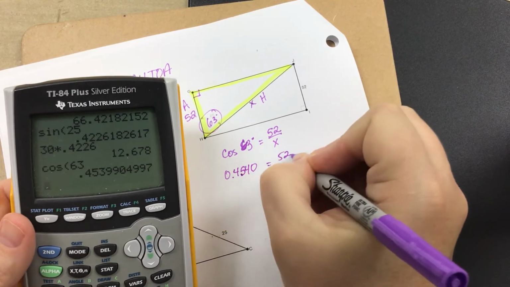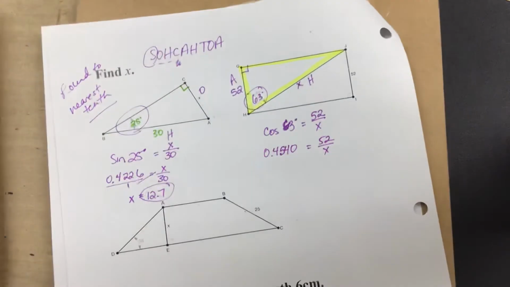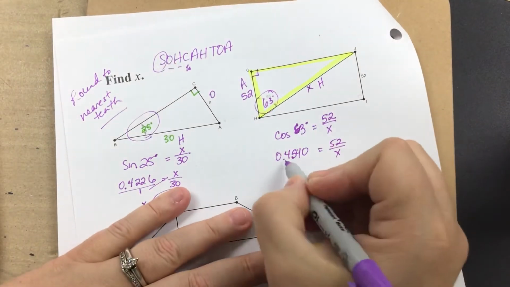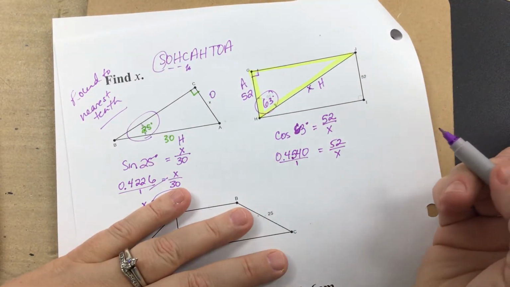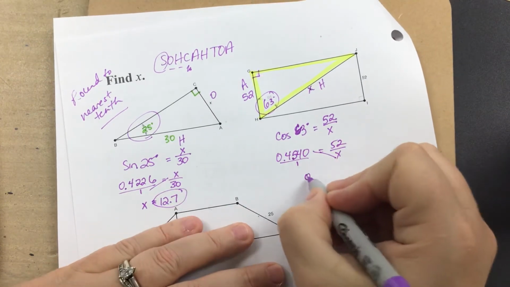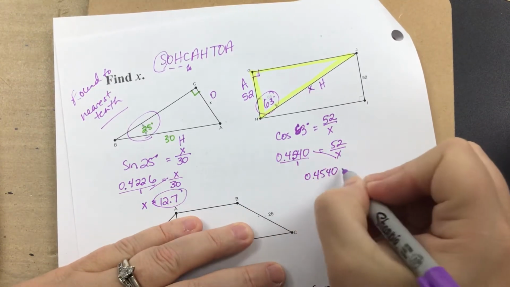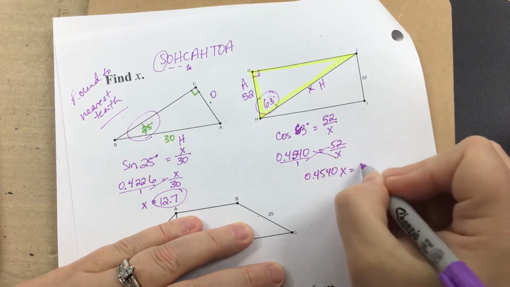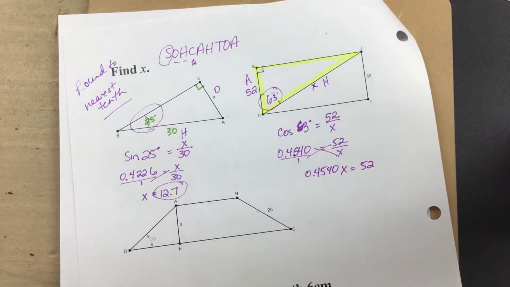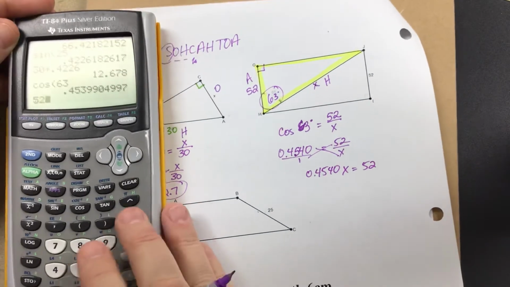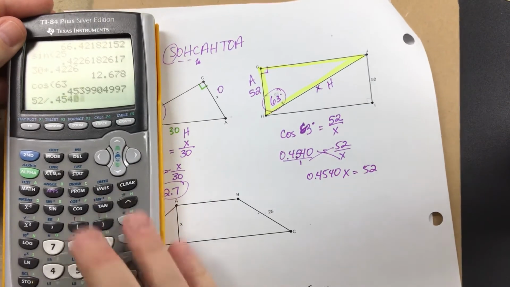Again, that equals 52 over X. So if I'm going to solve this for X, I'm going to put the decimal over 1 and do cross products. So we're going to have 0.4540X equal to 52. So to finish, I'm going to take my calculator and do 52 divided by 0.4540.